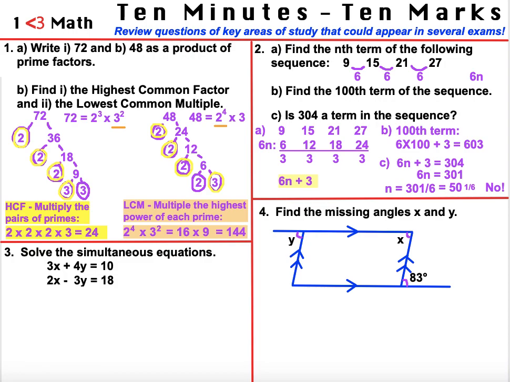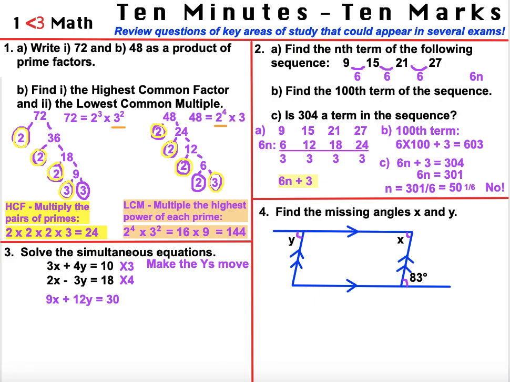So, question 3, simultaneous equations, personal fave. Now, the first thing we do is make the y's match. We create the same number of y. So I look at 4y and 3y, and I think, right, what's the lowest common multiple of 4 and 3? Well, it's 12. So I'm going to multiply the top equation by 3 and the bottom equation by 4, so that both equations have 12y.